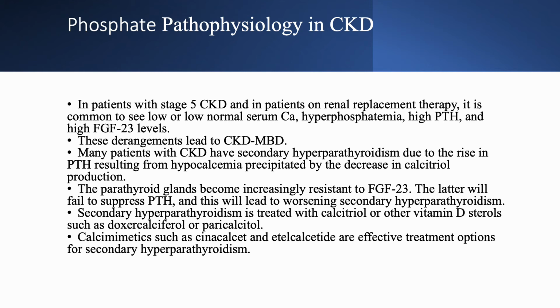So in primary hyperparathyroidism, you have a parathyroid hyperplasia or adenoma, PTH rises, and then subsequently you have high calcium and low phosphorus. Now here, the mechanism is totally different. You have a decrease in calcitriol, you have high PTH, you have low calcium, you have high phosphorus.